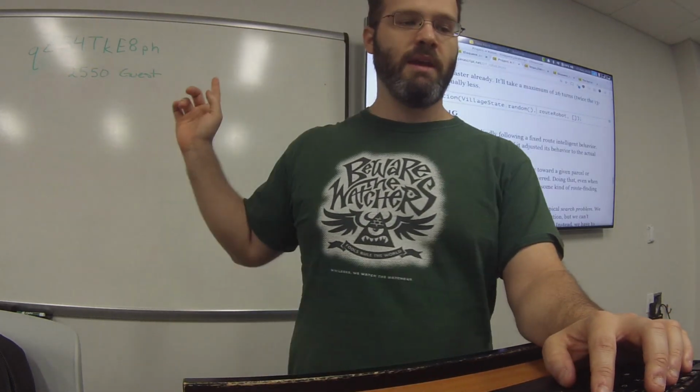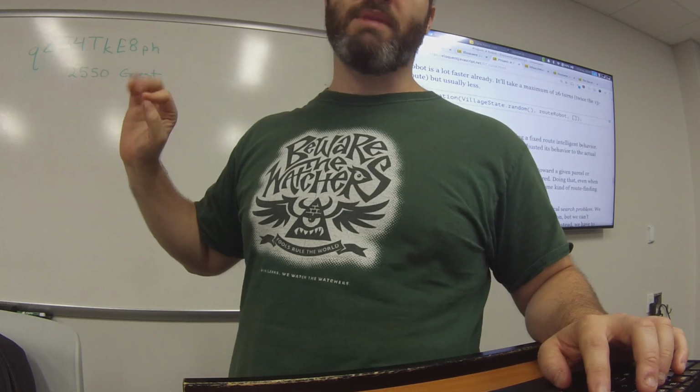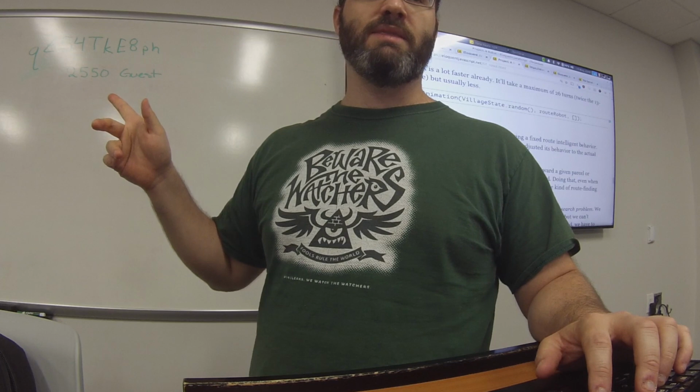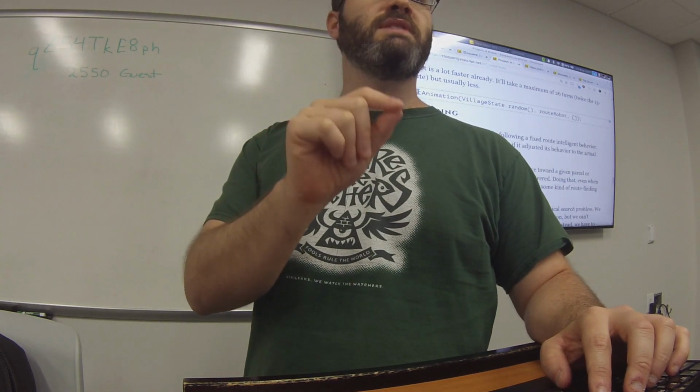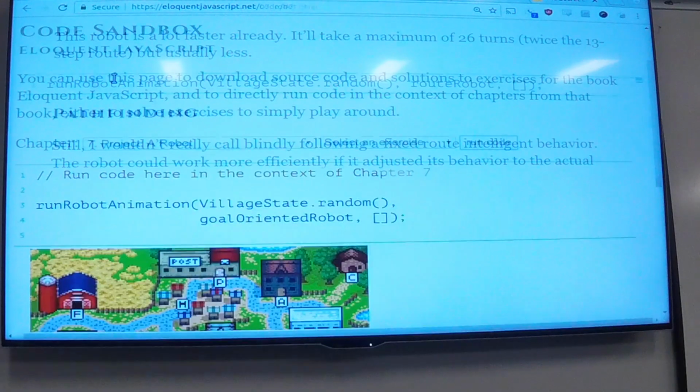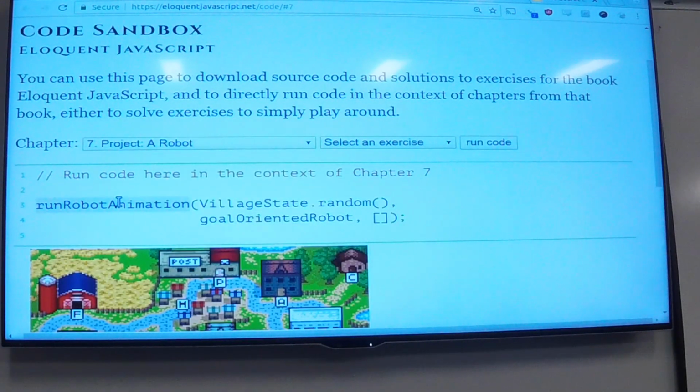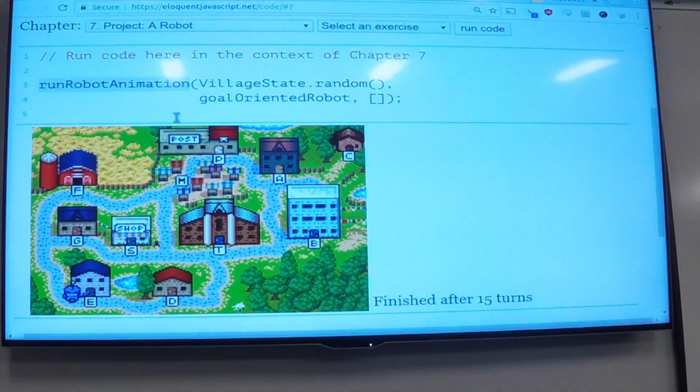Okay, let's go through this one more time. In the book, this is also, I think, slightly weird. He's doing this run robot animation thing. This isn't in agreement with any of the code inside of this chapter. Run robot animation is code that he gives you in the code sandbox, which he provides. It's this cute visual display of it. So when we call run robot animation with random and goal-oriented robot, we get that code that I showed you in the class. This is using the shortest path method.